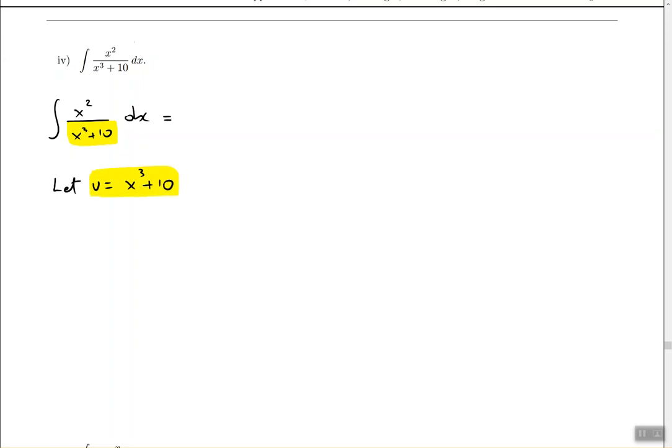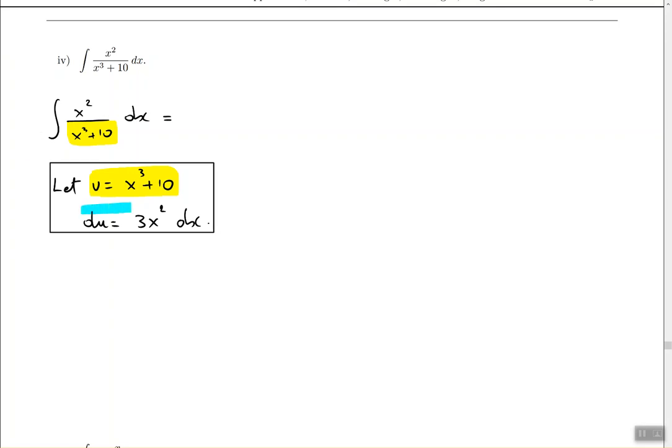Once I do that, the next step is to find the derivative of both sides. So what's the derivative of the stuff right here? X cubed becomes 3x squared. The derivative of 10 is nothing, it's just 0. So I'm going to erase it and write it. And then the dx at the end. So this is my table that allows me to now make the substitution.